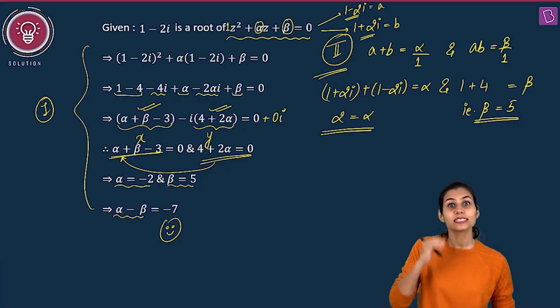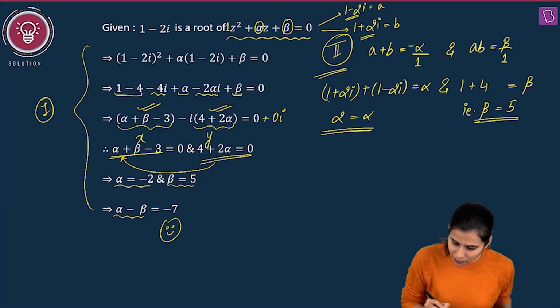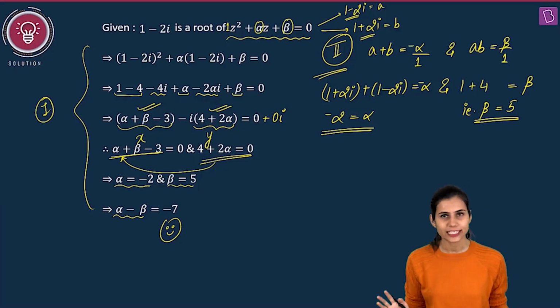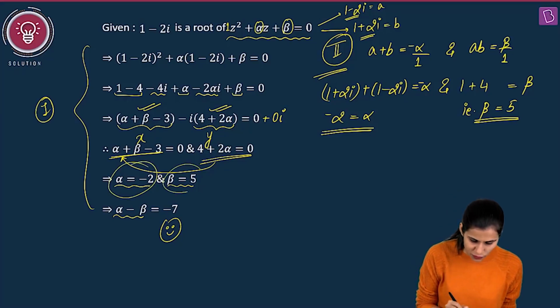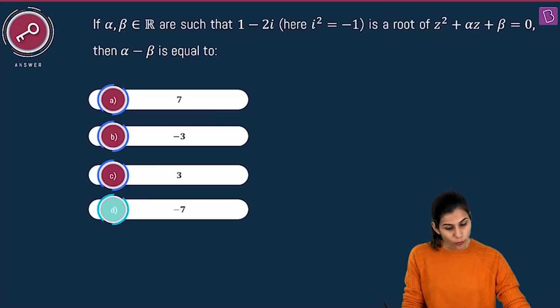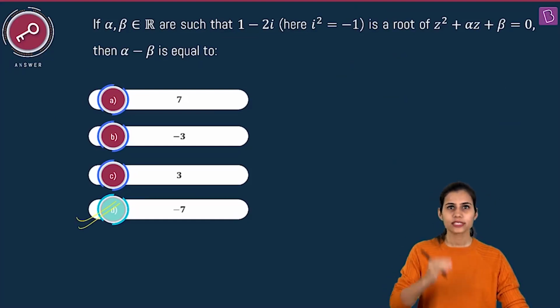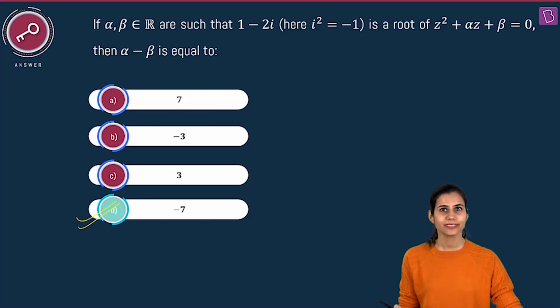Because sum of the roots is minus of coefficient of z upon coefficient of z square. So a plus b is minus alpha upon 1. So that is how you get alpha as minus 2 and beta as 5, which were the exact same values we were getting here. And now alpha minus beta hence comes out to be minus 2 minus 5, which is minus 7. Both the approaches are super simple. Whatever clicks, you can use that and tackle this question. Easy.